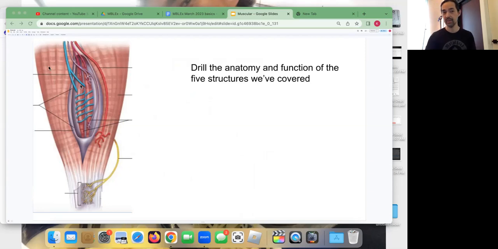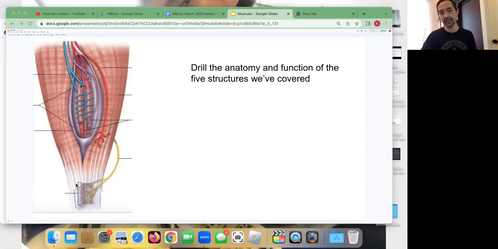So this big belly here, what is that? Is that extrafusal or intrafusal? That's extrafusal. And then the smaller muscle fibers that are inside that sense stretch, that's intrafusal. The wrapping around the intrafusal fibers, that's the spindle.